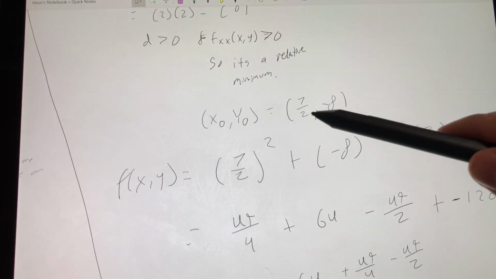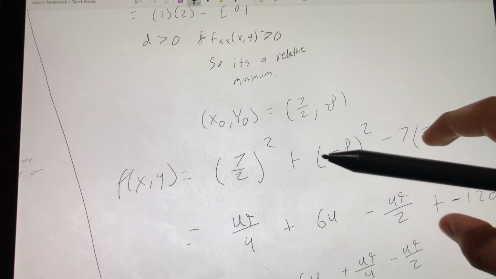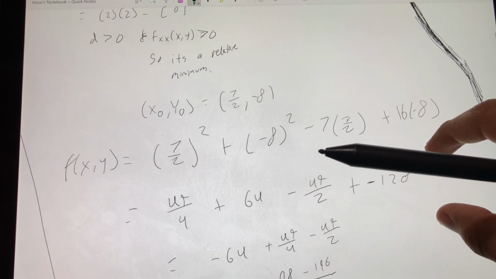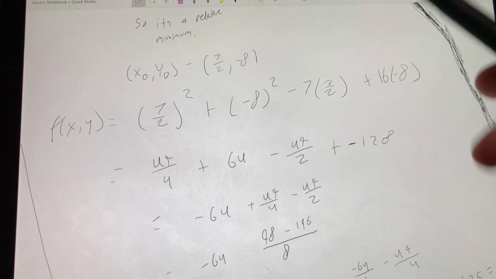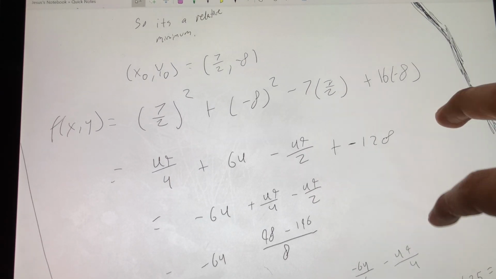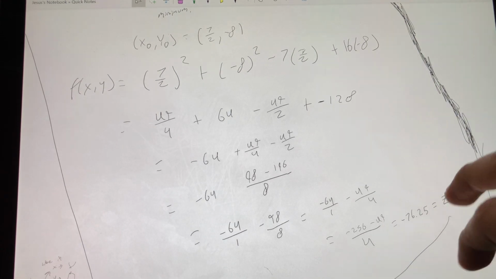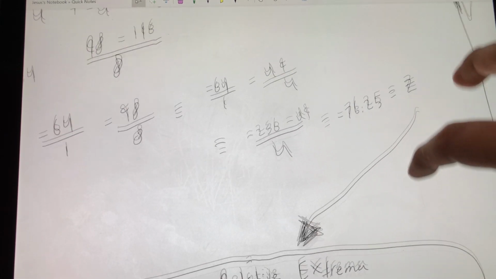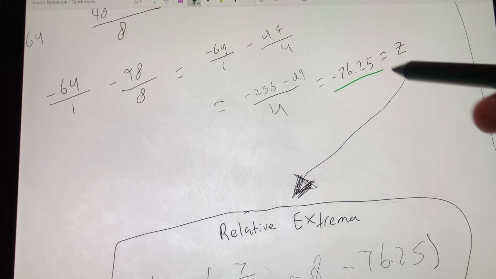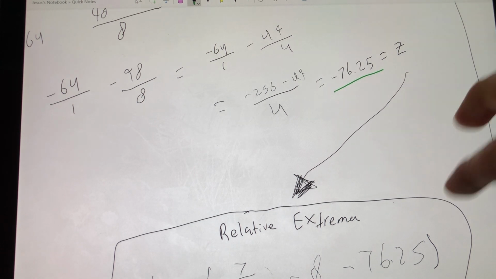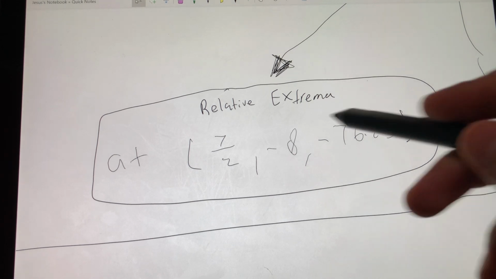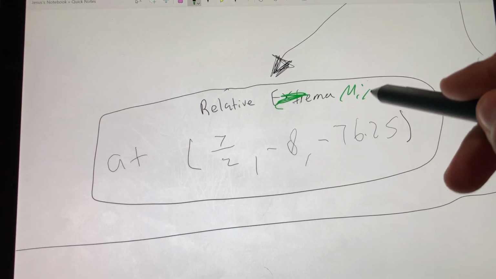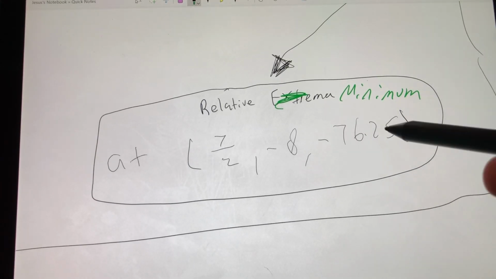And these are our critical points. Now that we have our critical points and we know it's a relative minimum, we can plug them into our original function and find the z-value, which turns out to be negative 76.25. And so we have a relative minimum at 7/2, -8, and negative 76.25.